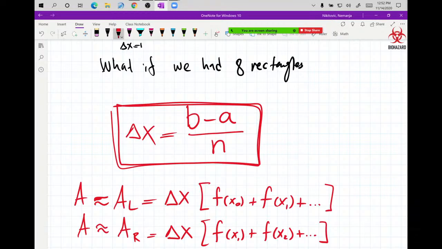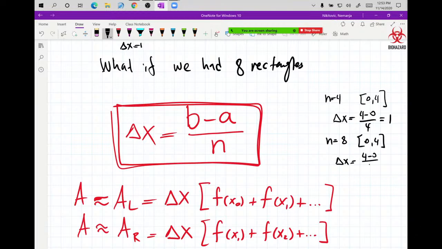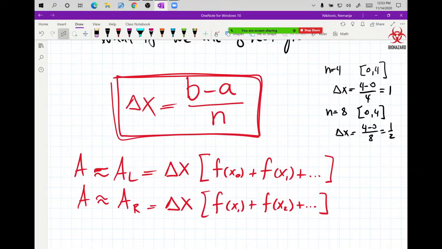So there is a very easy way for you to figure out what your delta x is. And it's just very simple in terms of you're subtracting b minus a. So if I wanted n equals 4 on interval 0 to 4, I just have delta x is 4 minus 0 over 4 equals 1. That was our old delta x. Or you want 8 rectangles on 0 to 4? Well, delta x is 4 minus 0 divided by 8, which is a half. So it's very easy to calculate what delta x is, right? And delta x can be a fraction, can be integer, whatever it needs to be.